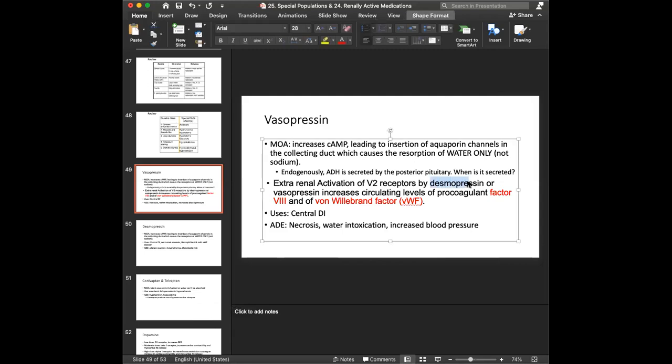Desmopressin or vasopressin are both drugs that increase the circulating factors of factor 8 and von Willebrand's. And this is used in central diabetes insipidus. It can increase blood pressure because we're increasing the volume. It can cause necrosis and then water intoxication.